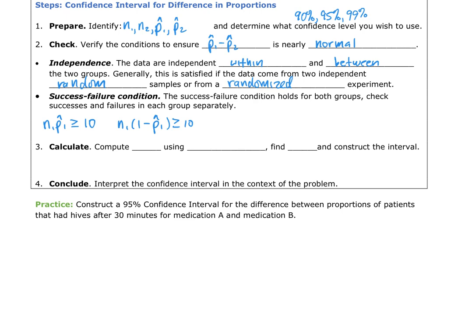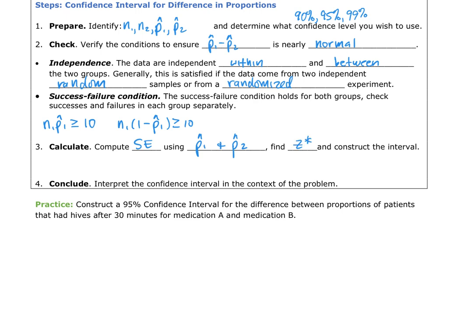And then for the second sample, we're just going to repeat that. The third step is to calculate. We need the standard error. We will use the sample proportions to calculate the standard error, and then also determine what the z-value is for the given confidence level.